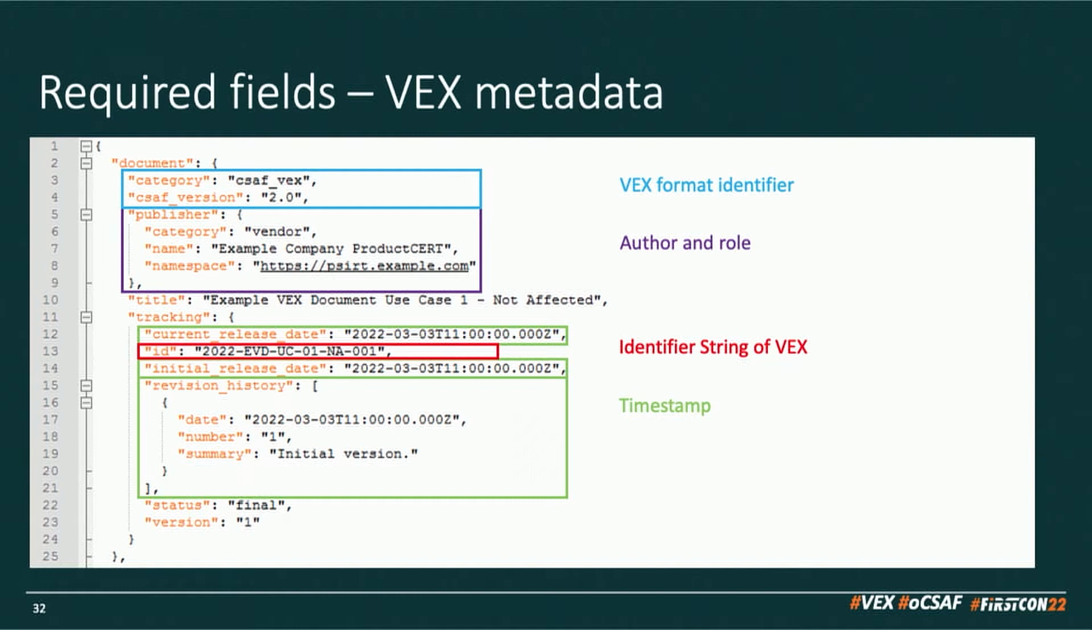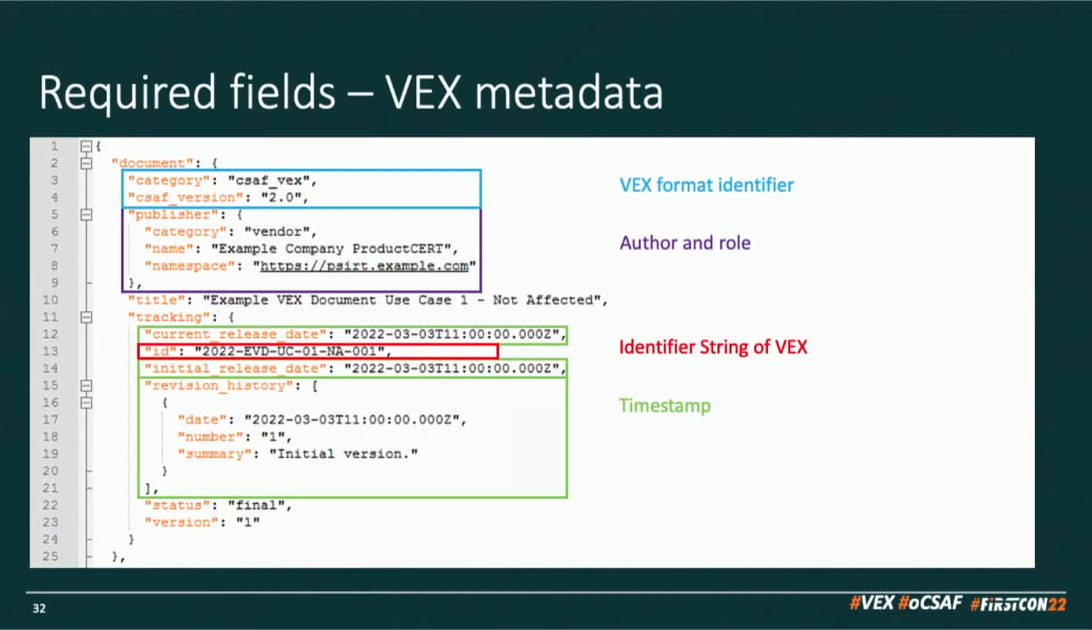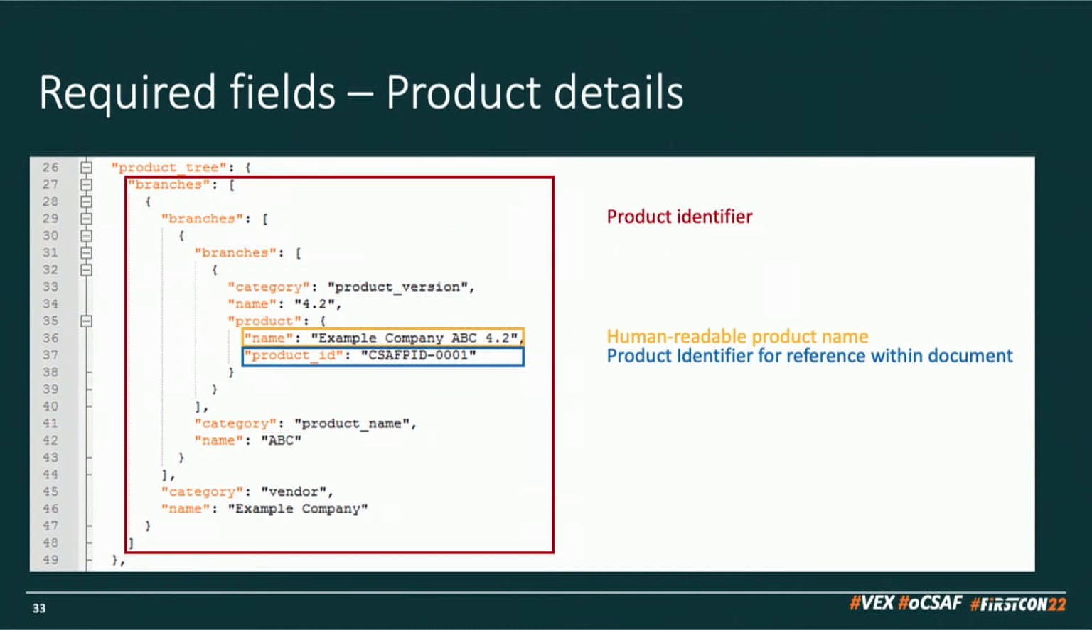So then each VEX has an identifier, so that when we talk about that VEX from example company, we can actually say it's the VEX with that specific identifier. And then we have some timestamp information so that we know what has changed within the revision history, what's the current version, and when it was originally released. Now it comes to the fun part, and that's the product tree.